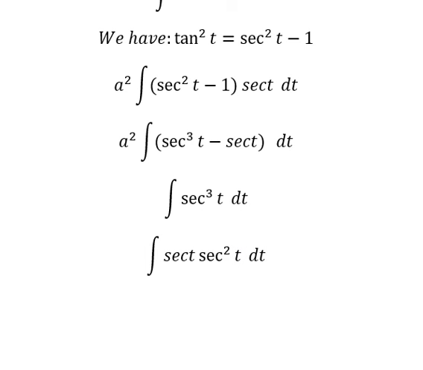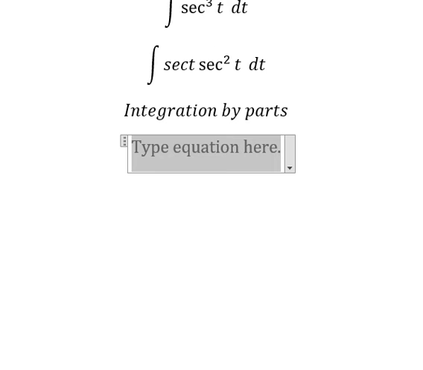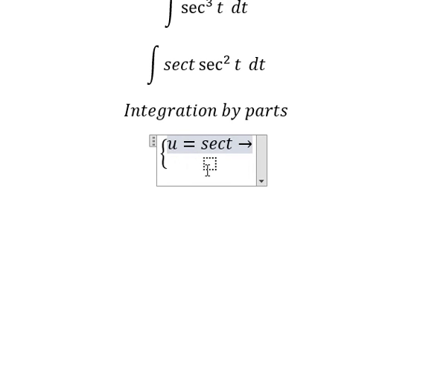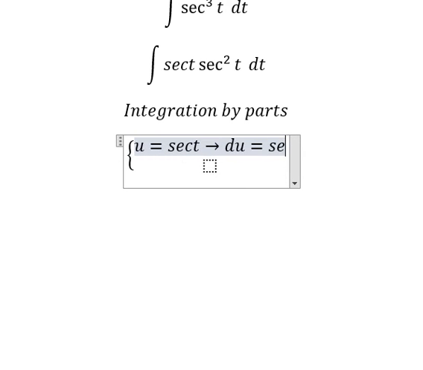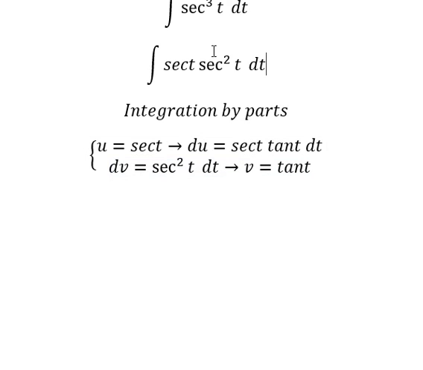Now we can use integration by parts. So I will put u equal to secant of t. So we can do the first derivative for both sides, and we have like this. dv, that is secant of t square dt. So the integration of this one, we have v equals tan t.